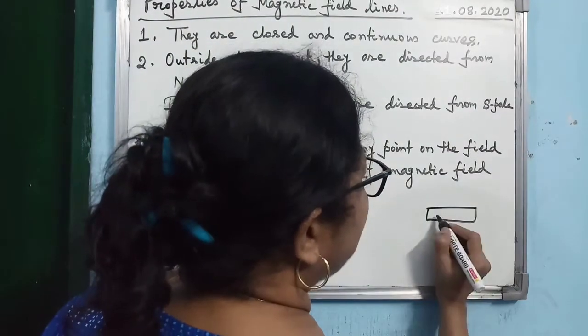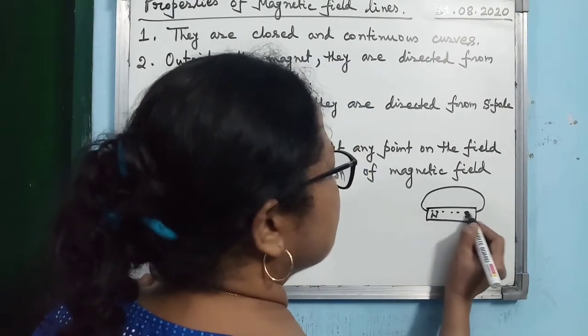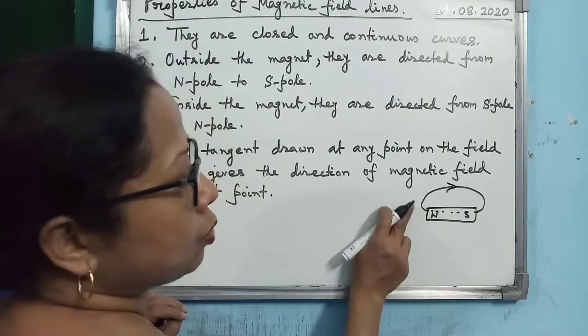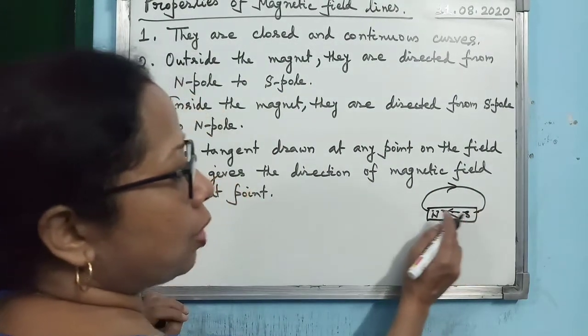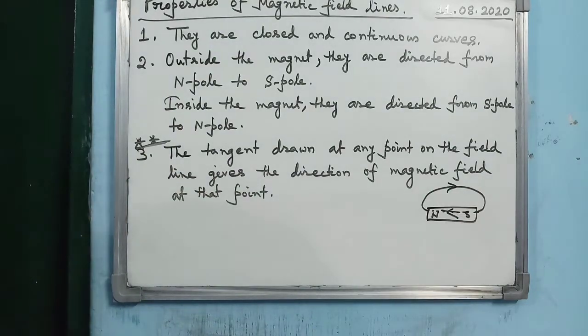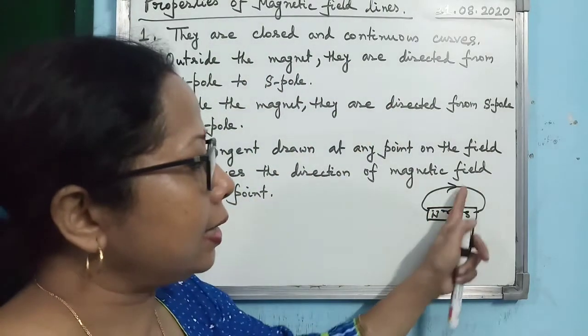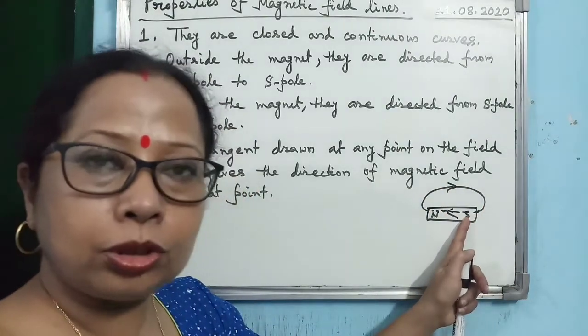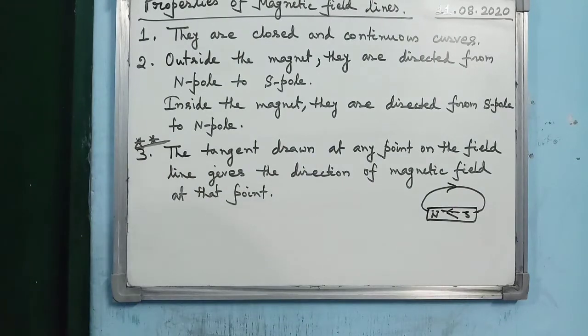That if this is the bar magnet, and I draw the magnetic field lines, then you see outside the magnet it is moving from north to south, and inside the magnet it is from south to north. Alright. So outside the magnet the field line is directed from north to south, and inside the magnet from south to north.